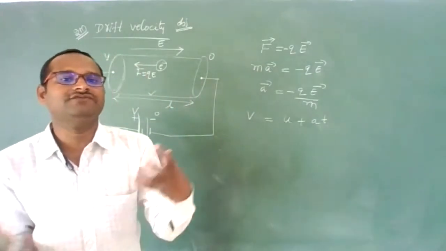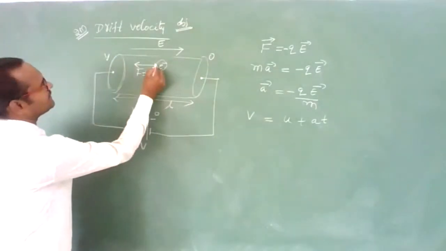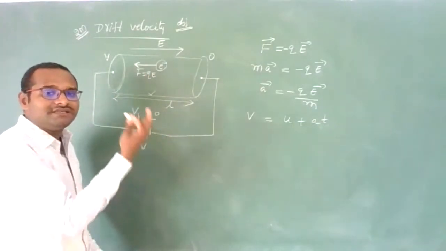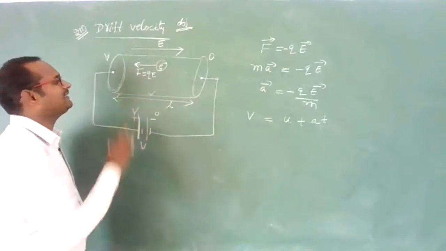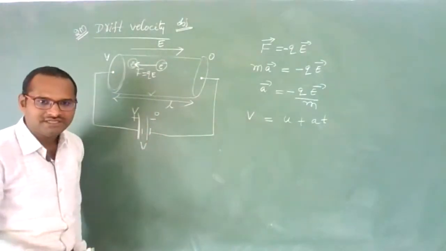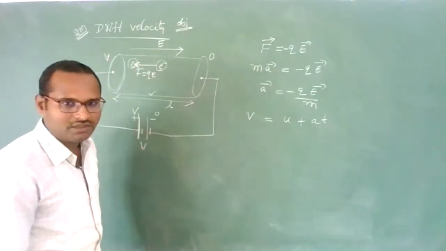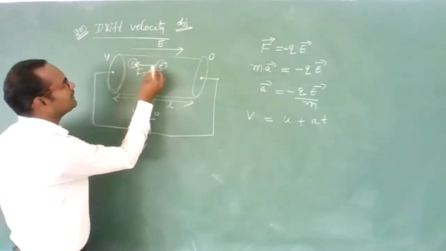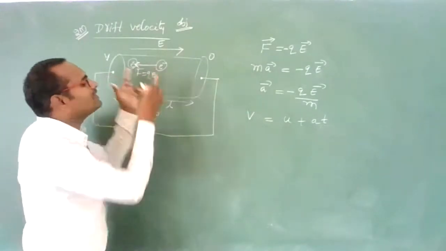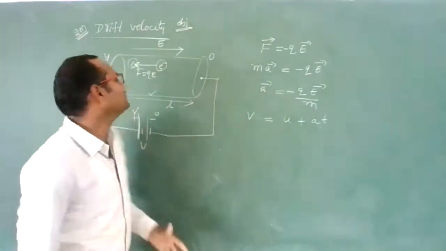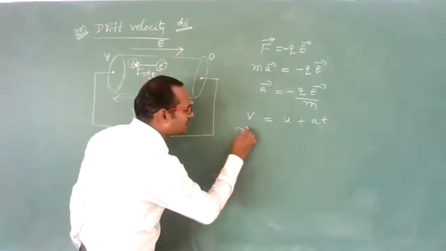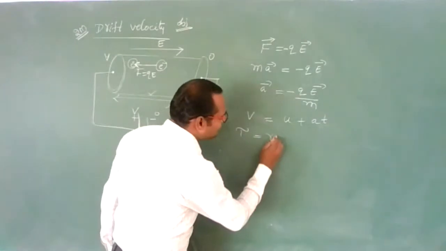This acceleration will act for what time? On this electron, acceleration is acting in this direction. But we know that in this crystal lattice, in this conductor, there are so many electrons. Maybe one more electron or a proton may be present. Going from here to here, it may collide with this electron. So this acceleration will act only within a short interval of time. This time for which the acceleration is produced is called tau, the relaxation time.